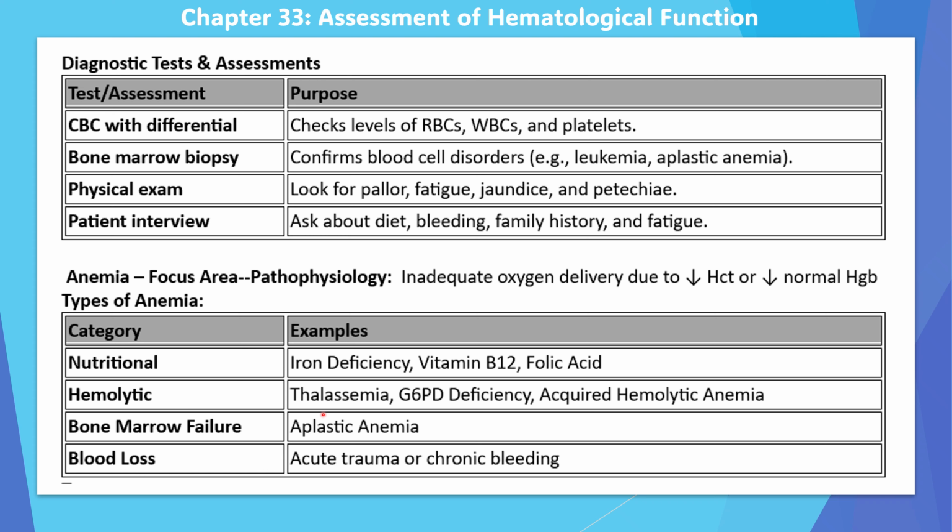Hemolytic, it's the Mediterranean anemia, thalassemia. This is also a little bit rare. Bone marrow failure, aplastic anemia. I think most of you know about this, but this is in the next chapter. Blood loss, acute trauma, or chronic bleeding. So we're going next now.